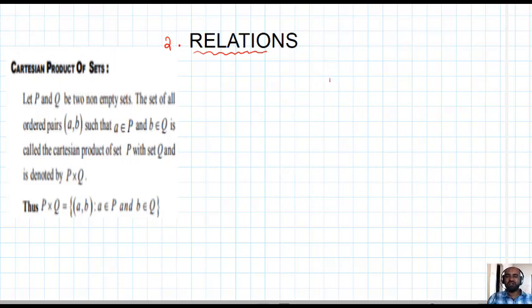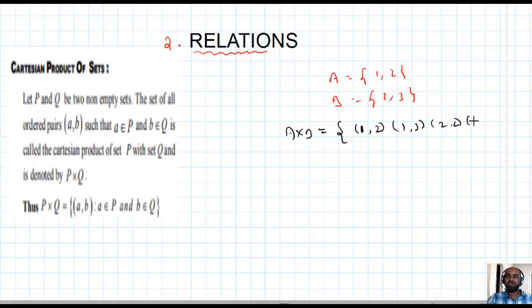For example, observe here, A is given as {1, 2}. B is given as {2, 3}. The question is: find A cross B. By the definition, we need to create ordered pairs in which the first component belongs to the first set and the second component belongs to the second set. See, first (1, 2). This is one possible ordered pair. (1, 3), (2, 2), (2, 3). So this is A cross B.